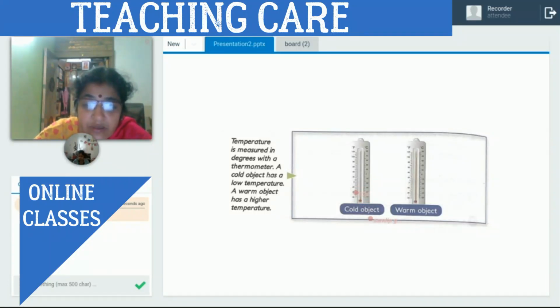Whatever has been taken, mercury or whatever metal we have taken, will rise if the object is heated, because of the temperature the level will increase. But if it's cold, not much increase, right? It will show only a low temperature, right?